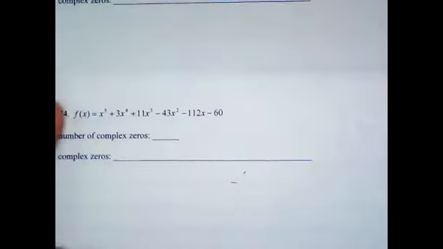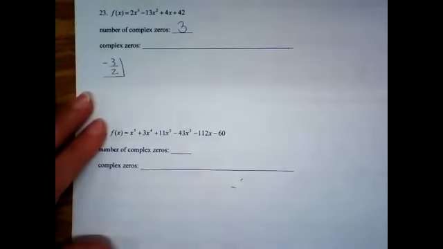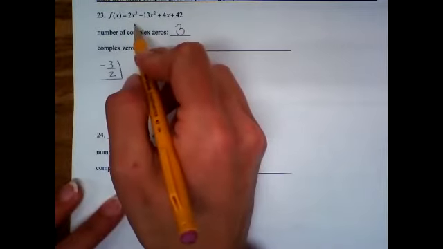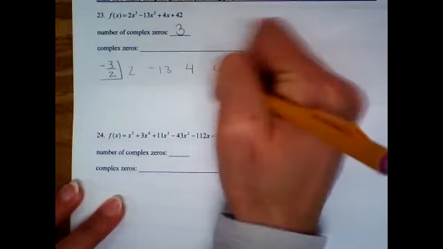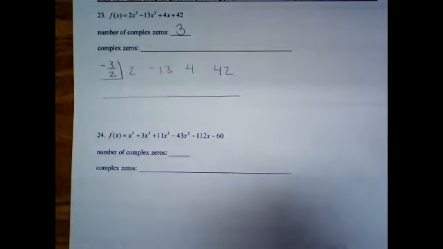Good, -3/2 goes in the little box. Is our countdown in order? Yes, all right, 2, -13, 4, 42. Your remainder will be 0. If you're nervous about multiplying by a -3/2, guess what you get on this problem?